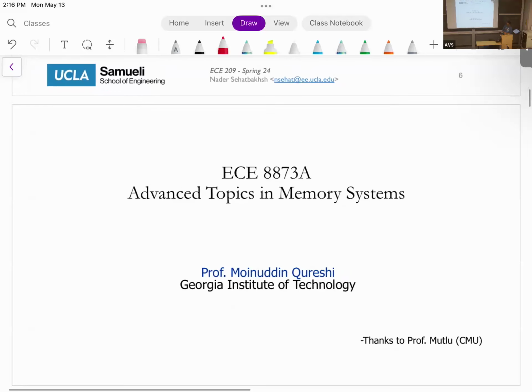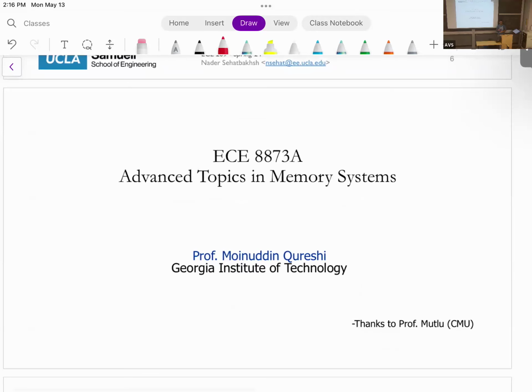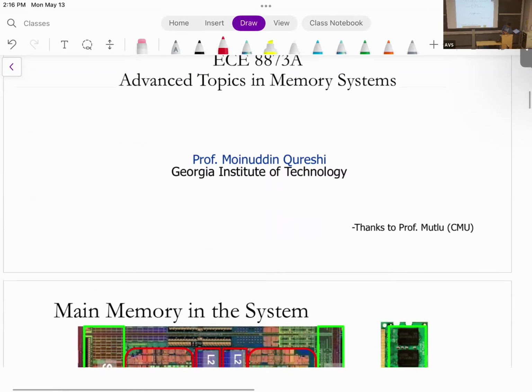Okay, so now we're going to talk about advanced topics in memory systems. And I want to acknowledge that many of the slides that I'm showing after this slide are from a colleague of mine, Professor Qureshi at Georgia Tech.